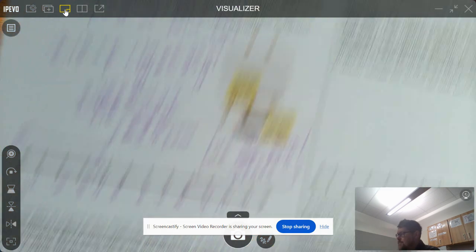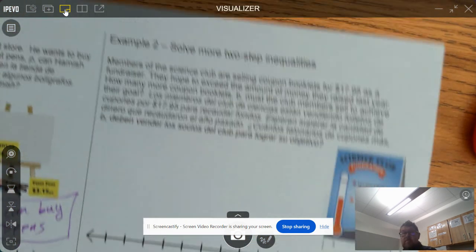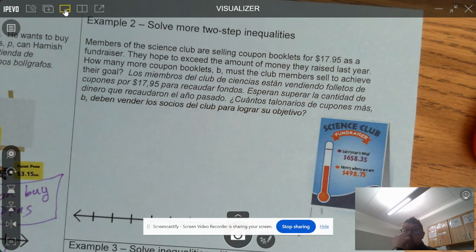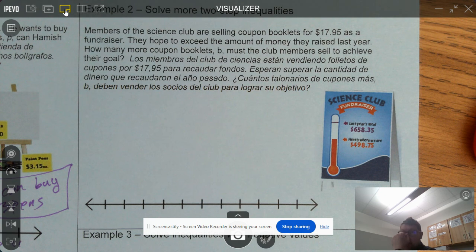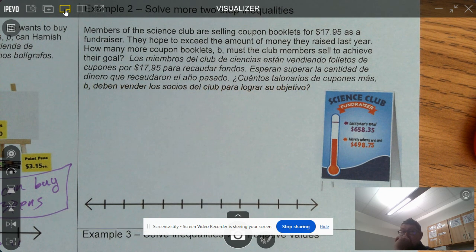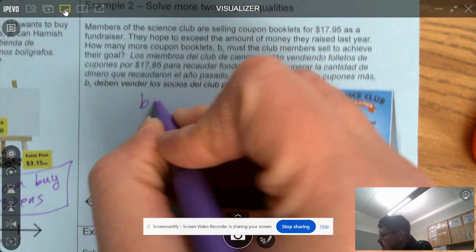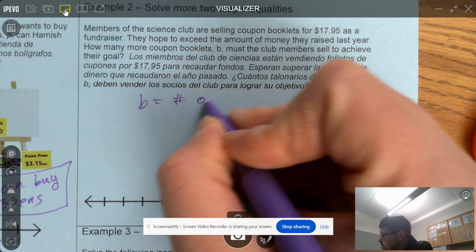Okay. Members of the science club are selling coupon booklets for $17.95 as a fundraiser. They hope to exceed the amount of money they raised last year. How many coupon booklets B must the club members sell to achieve their goal? So sorry, guys. B equals number of booklets.